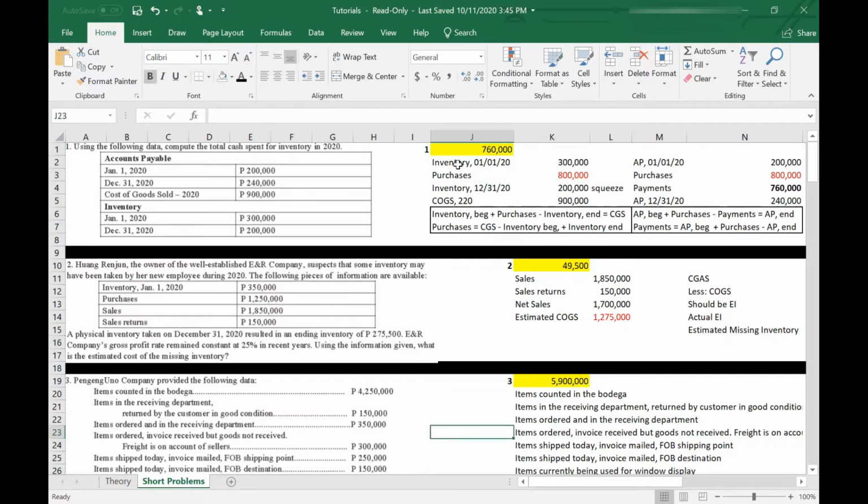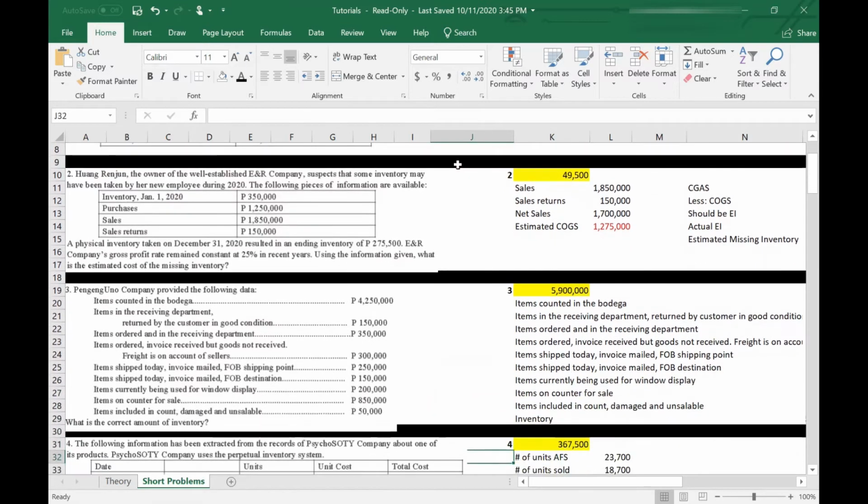So for number two, here's the problem. The owner of the well-established ENR company suspects that some inventory may have been taken by her new employee during 2020. The following pieces of information are available: inventory beginning, purchases, sales, and sales return. A physical inventory taken on December 31, 2020 resulted in an ending inventory of 275,500. ENR company's gross profit rate remained constant at 25% in recent years. Using the information given, what is the estimated cost of the missing inventory?